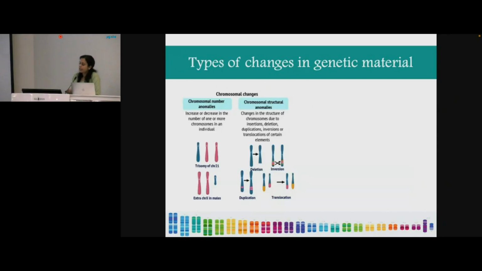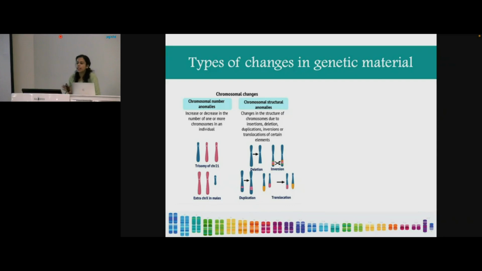There are different types of genetic changes. First of all, at the level of chromosomal changes, it can be either a numerical change or a structural change. Numerical change means the number of chromosomes is either increasing or decreasing, just like in the case of Down syndrome, where there are 3 copies of the chromosome. There can even be one extra chromosome like XXY, where there is one extra chromosome in males.